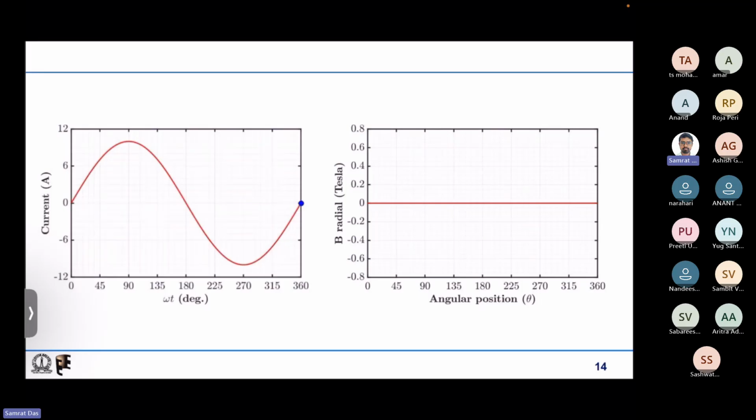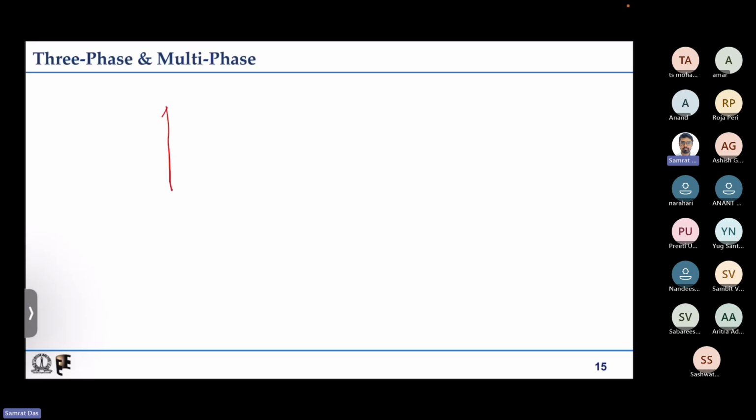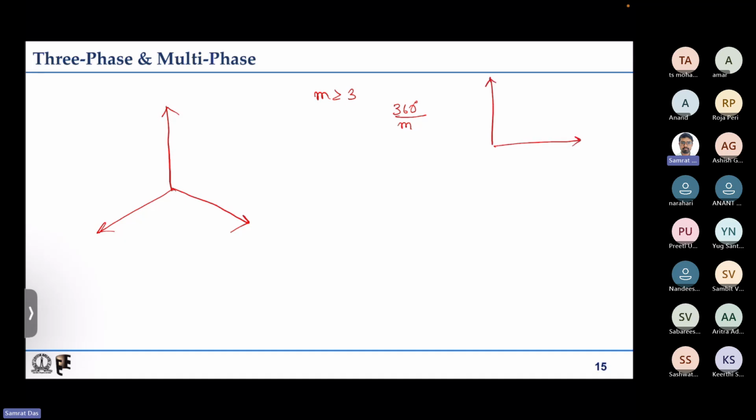Then we understood about three phase and multi phase. Because we have three phases, we can distribute the three phase axes symmetrically with respect to each other, and we can make the winding accordingly. We have seen that for multi phase we have to distribute the axes like this, where m is the number of phases, and we also understood that m has to be greater than or equal to 3. For a two phase machine we have to distribute the winding like this, so they have to be perpendicular, or 90 degrees shifted from each other, and the currents that we inject should also be 90 degrees phase shifted with respect to each other to have the same effect, that is, the rotating magnetic field.